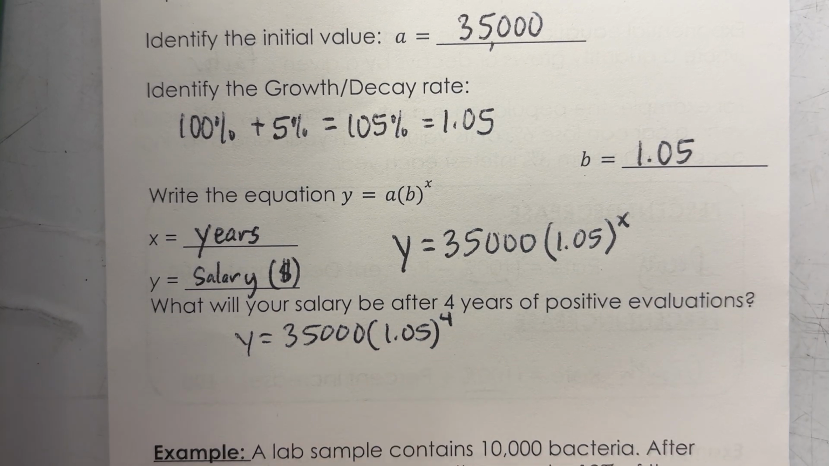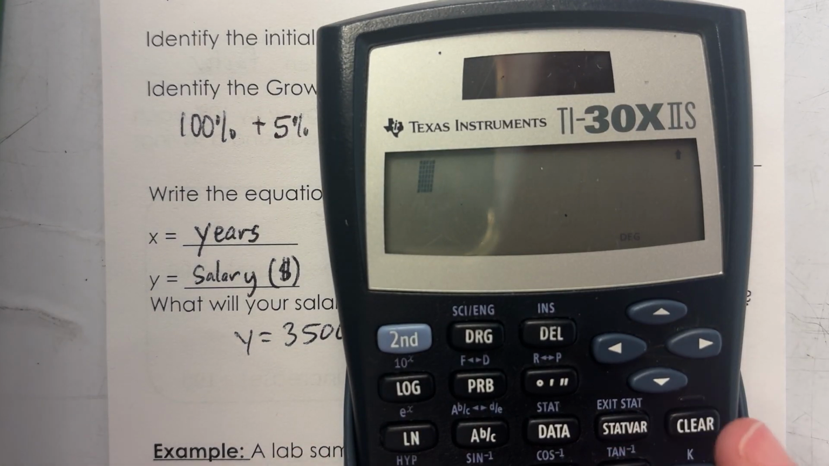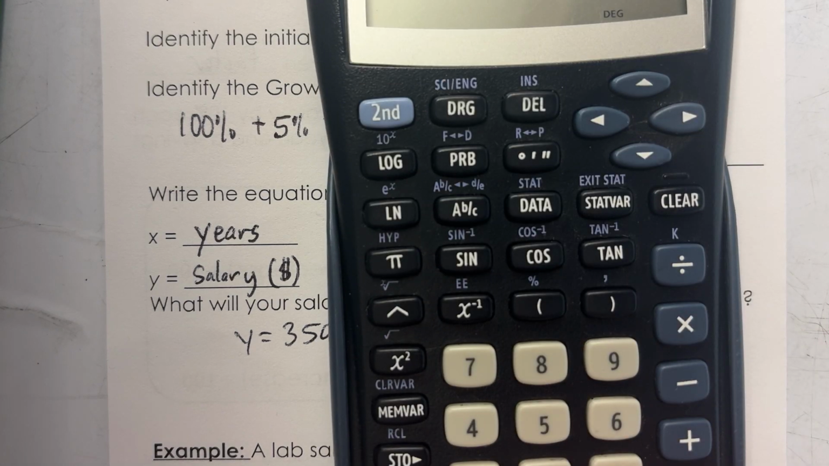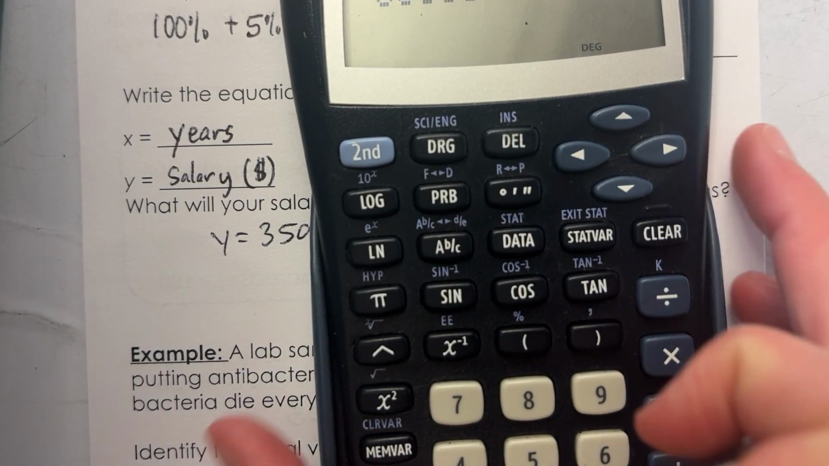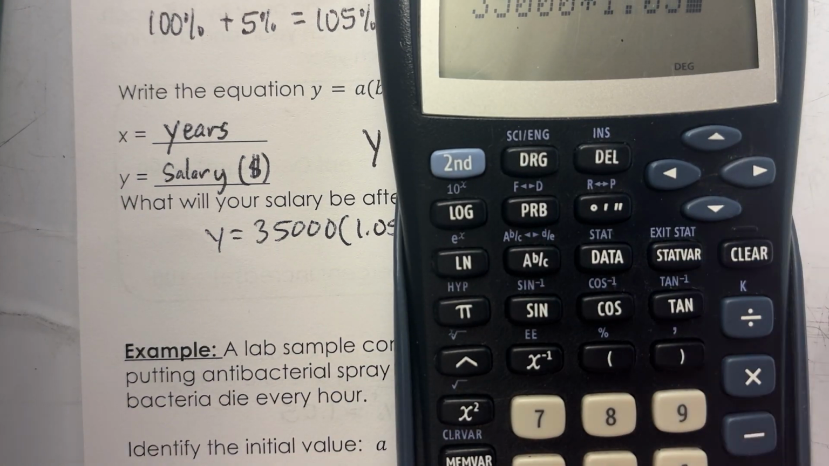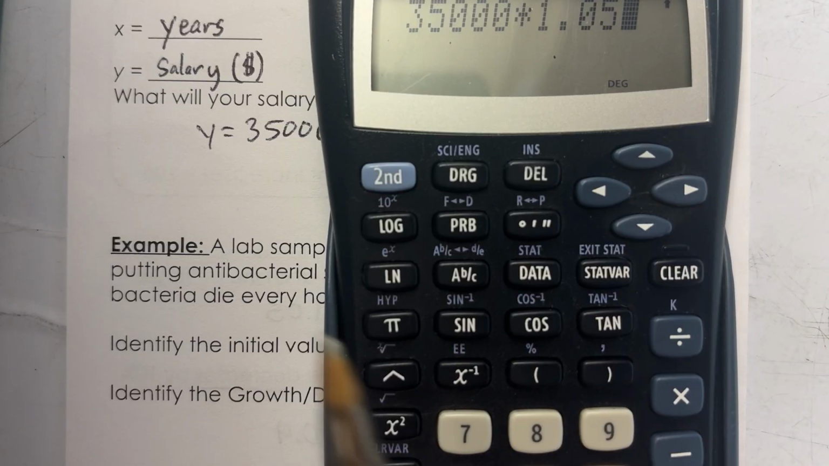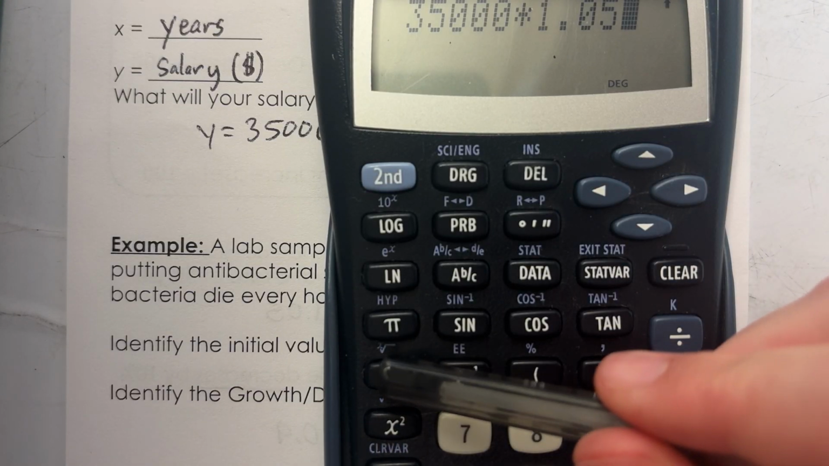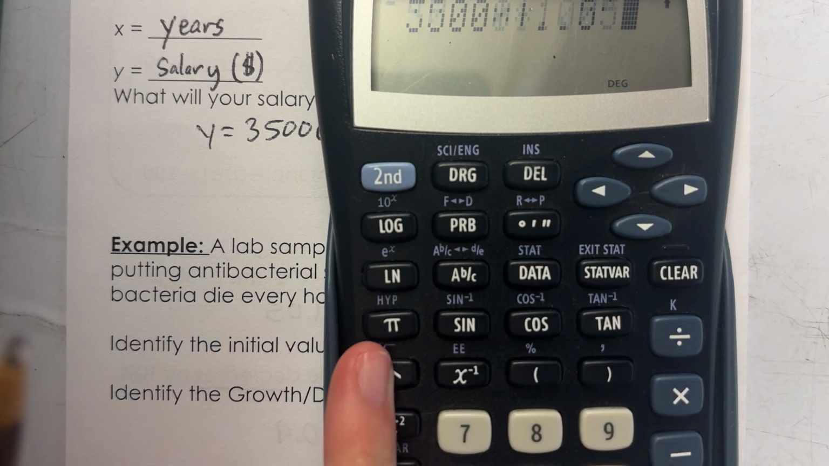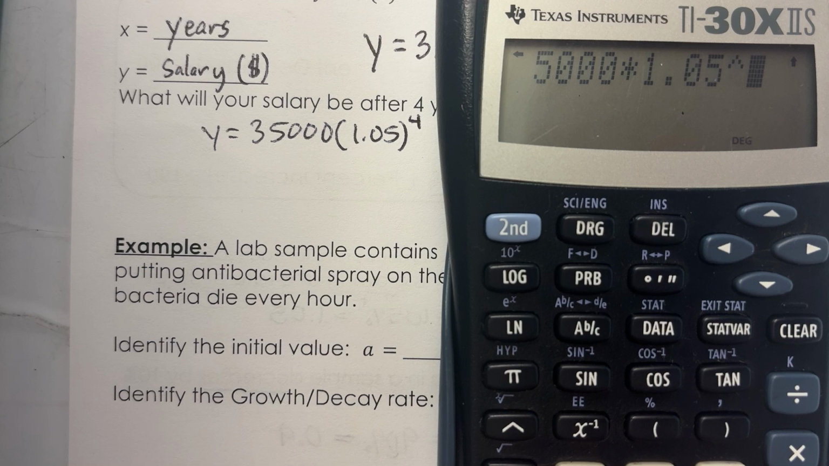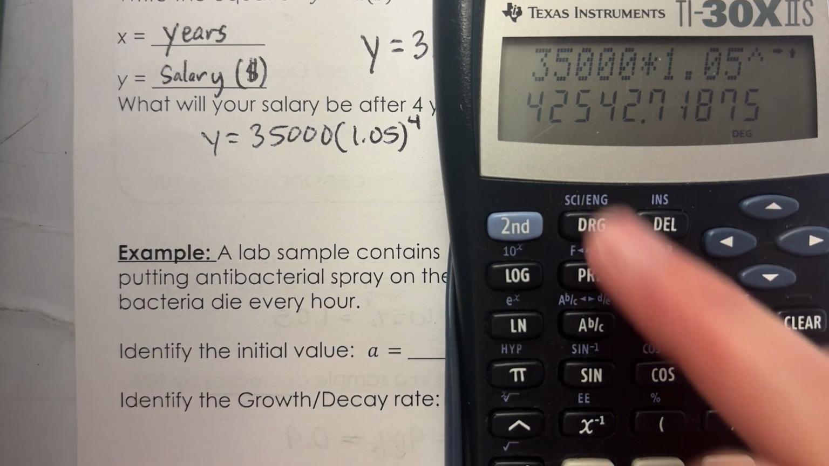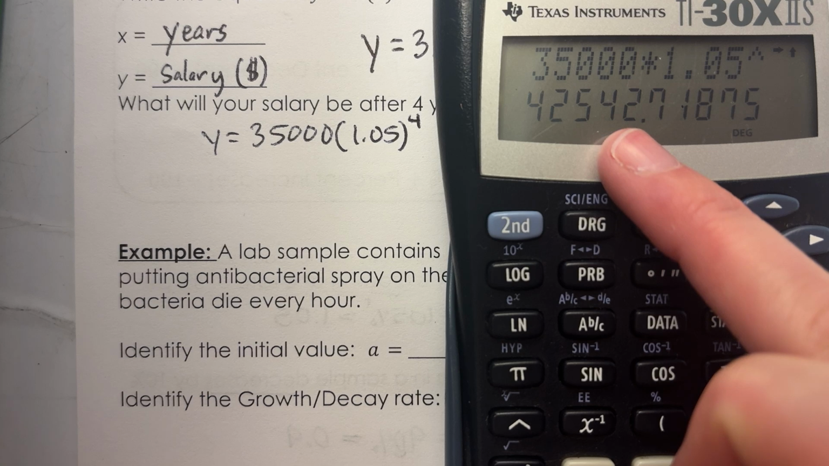So I'm going to put this in my calculator. Here's what that looks like in the calculator. 35,000 times, I'm just going to use the multiplication, times 1.05. Now look, to the power of this button right here. This one. To the power of, and in this case, what I want is after 4 years, to the power of 4. Enter. And here's what I get, $42,542.